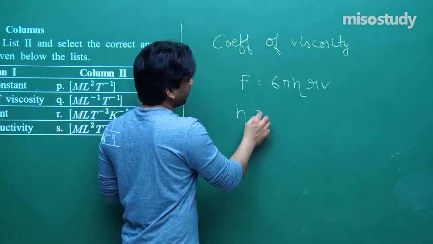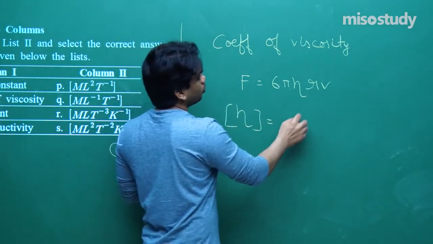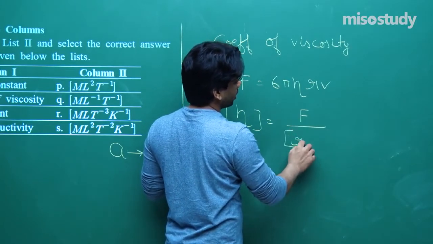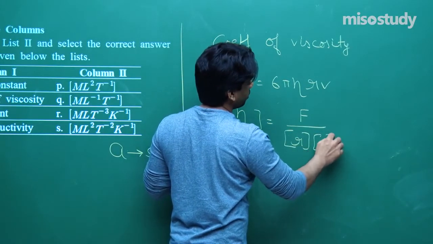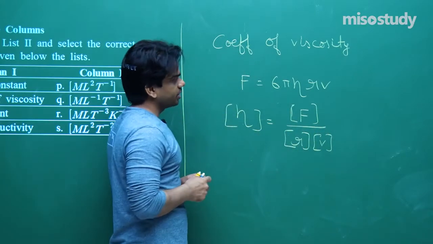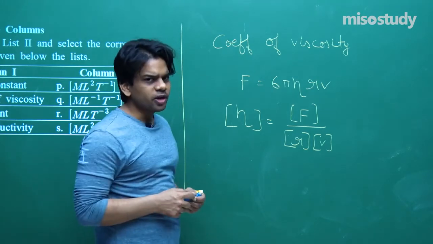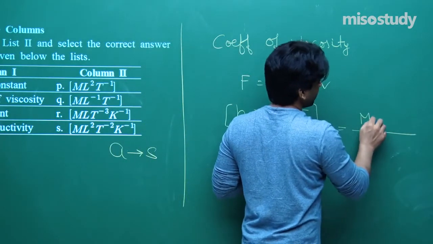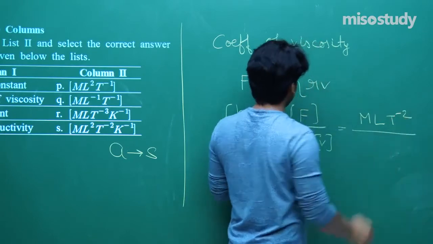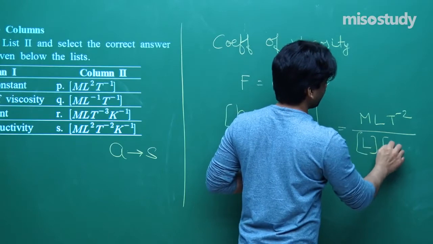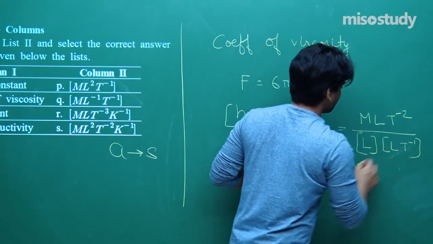From here, if I write the dimensional formula for eta, it will come out to be F divided by the dimensional formula for radius and the dimensional formula for velocity. Let me just write down each term. Constants we are not worried about. F can be written as m L T power minus 2. R will be L. Velocity will be L t power minus 1. Let's be very quick.